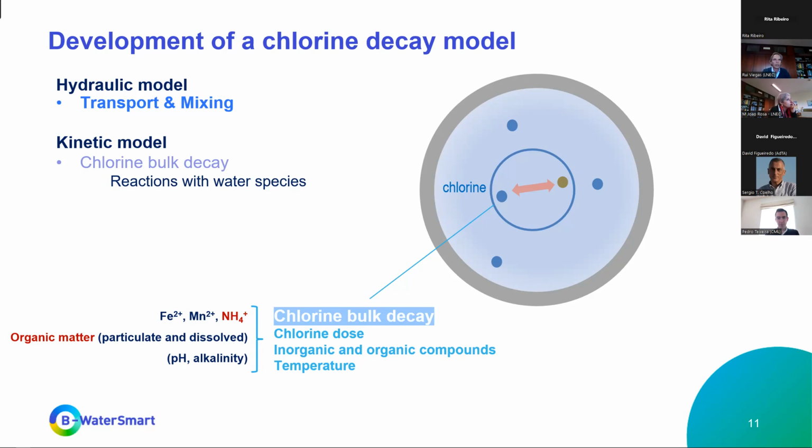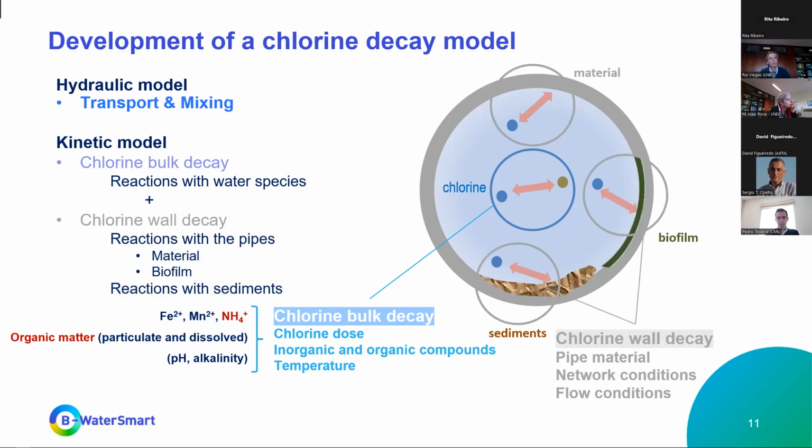But we also must consider the kinetic decay of chlorine regarding the reactions of chlorine with the pipes, both with material of the pipes and the biofilm that might develop in those pipes, and also reactions with sediments. These reactions depend, of course, on the pipe material, on the network conditions. If it has biofilm growing in it, it will increase this decay of chlorine in the water, and so of course also on the flow conditions.